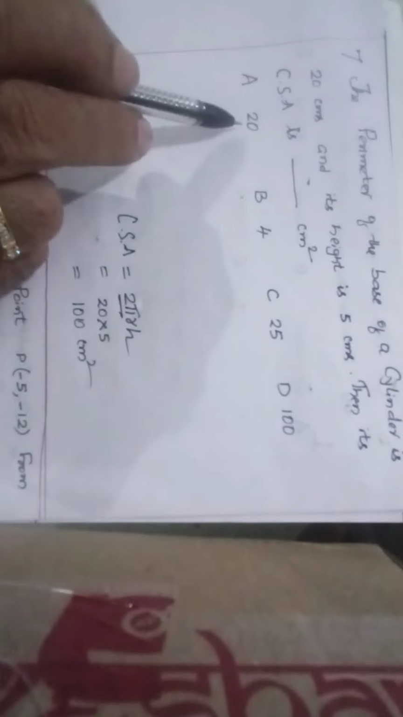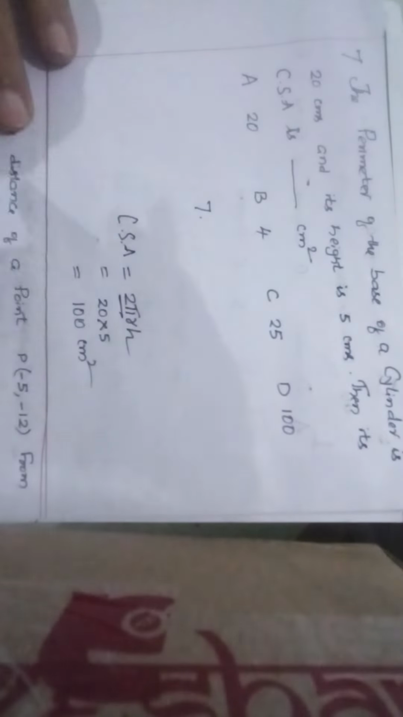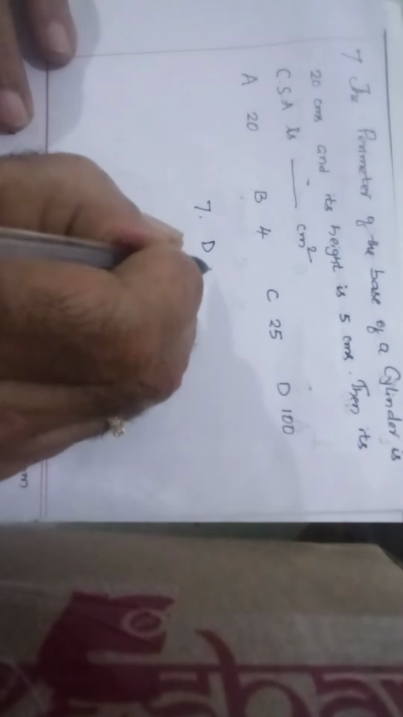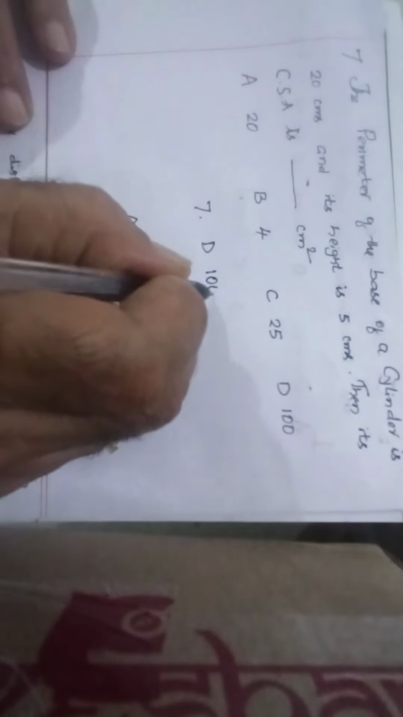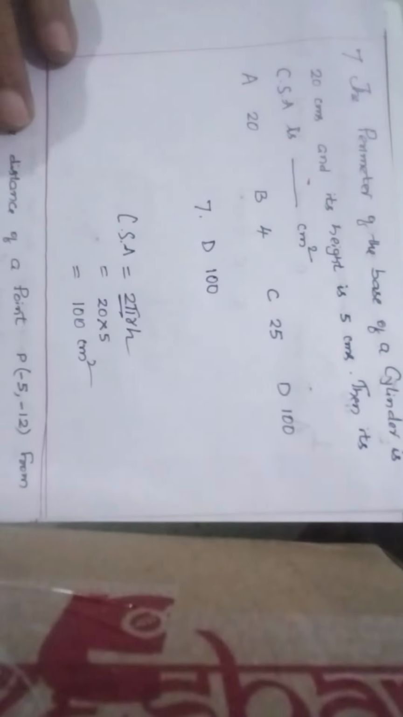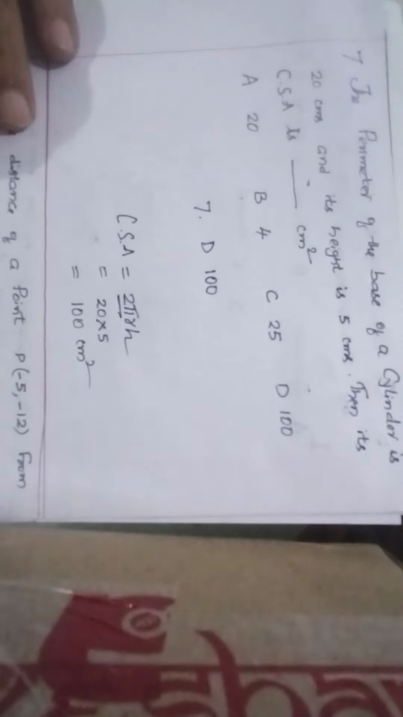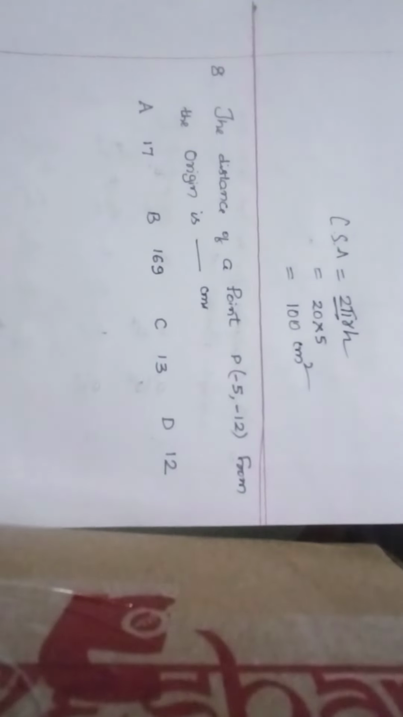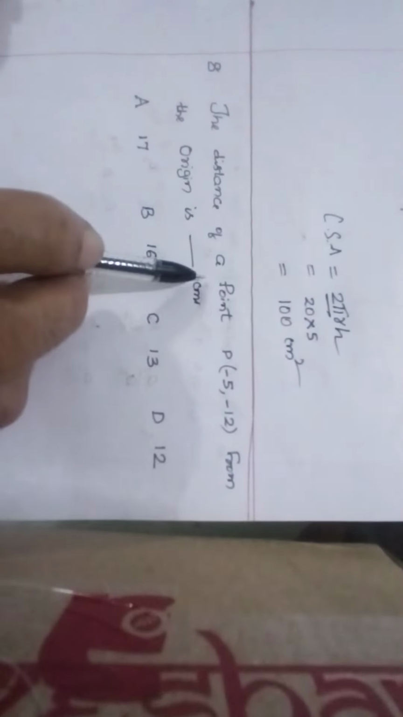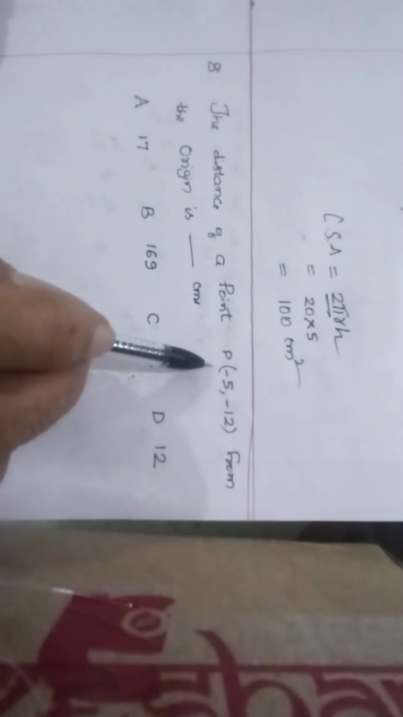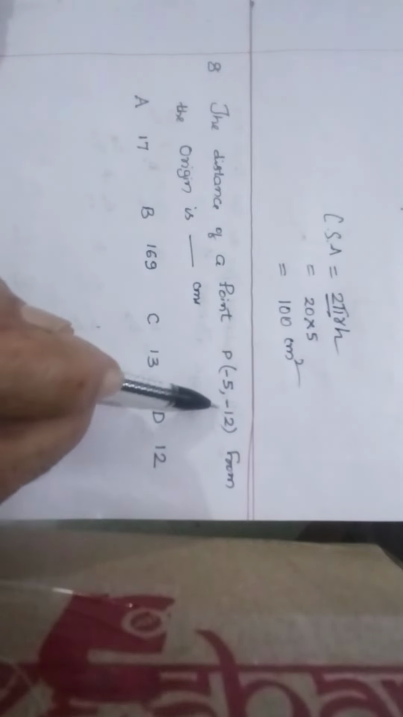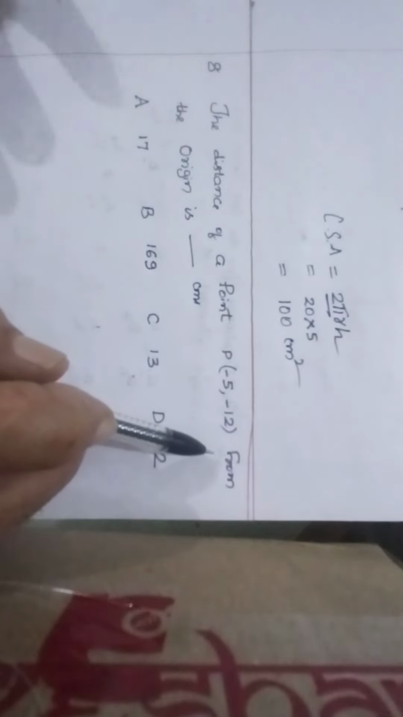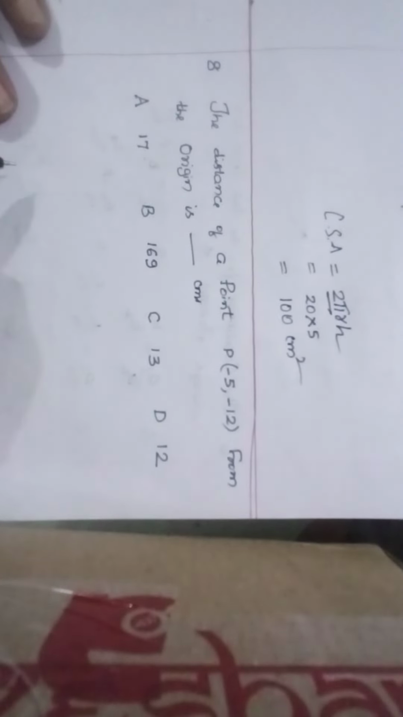You have to search the answer: 24, 25, 100. That is the seventh one. Option is D. Answer is 100. The unit centimeter is already given. Therefore 100 is the answer. Now, in the multiple choice there are 8 questions. That is the 8th one: the distance of a point P of -5, -12 from the origin is dash centimeter.